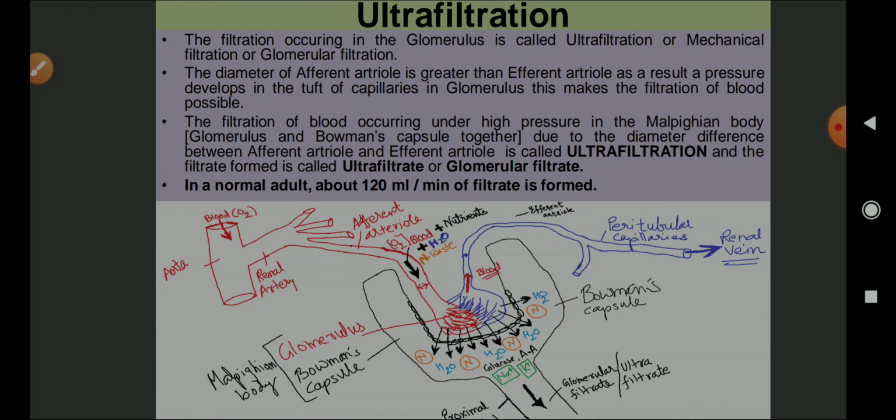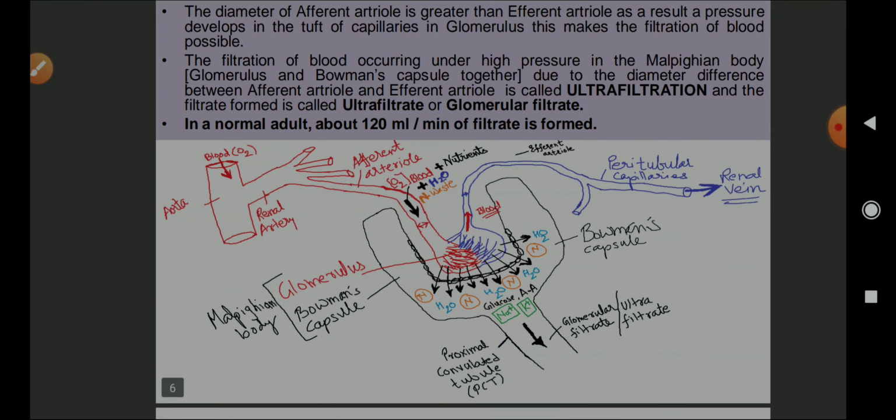In an adult, about 120 ml per minute of filtrate is formed. So which is the ultrafiltrate or glomerular filtrate? You can see in the diagram, I have mentioned it clearly. So in the proximal tubule, the fluid which is flowing, what does it consist of? It consists of everything, good substances as well as bad substances.